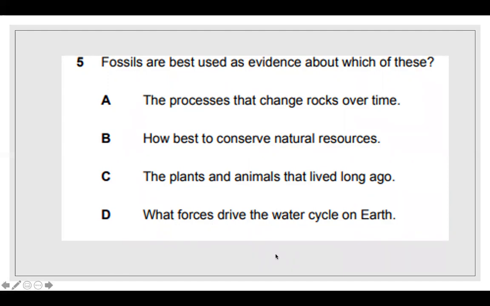So automatically, which one has nothing to do with fossils? Yes, the water cycle has nothing to do with fossils, right? The next one would be how to conserve natural resources. While we were learning fossils, we didn't really learn about natural resources and how fossils help us conserve them. The processes that change rocks over time, even though they're fossils, they're not necessarily changing. The rocks are still the same, they don't change. It's just that the plants or animals are decaying in the rock, forming a fossil. So they help us with plants and animals that lived long ago.